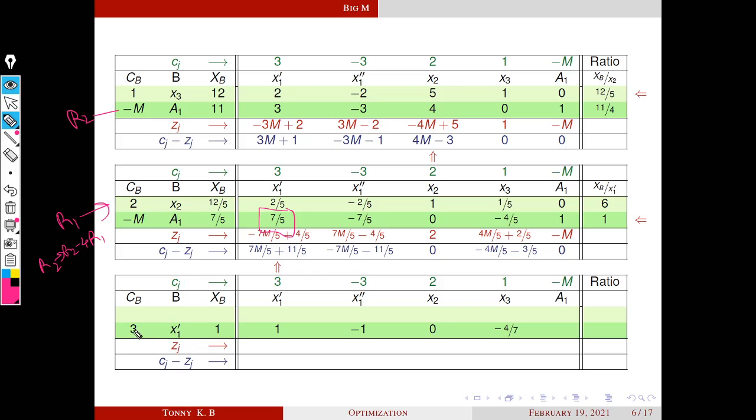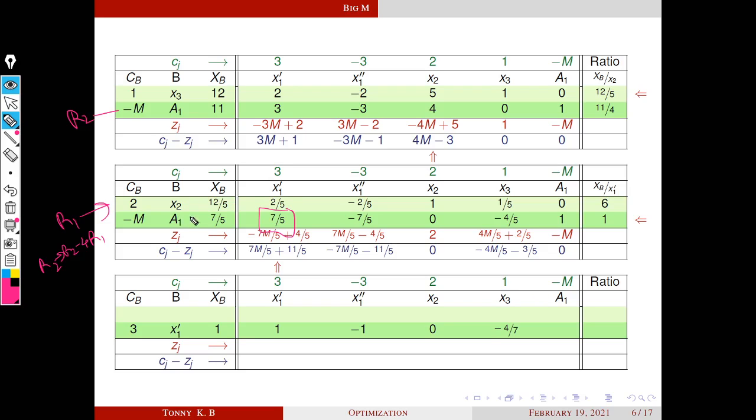So this is x1 dash and the cost is 3, and also we have to multiply this row by 5 by 7 to make this entry 1. Okay, we multiply with 5 by 7. So these are the changes. There is no need to compute the column corresponding to the artificial variable once it leaves.